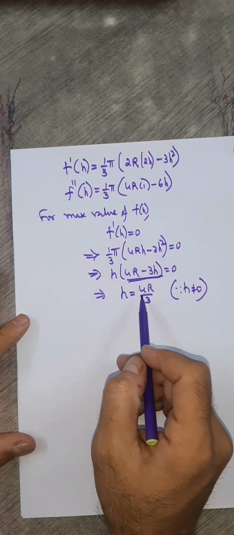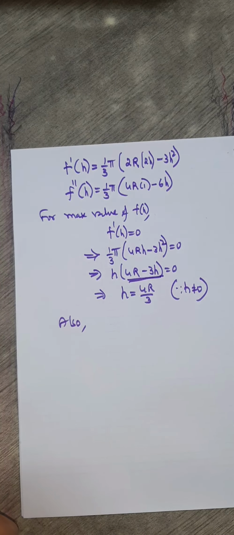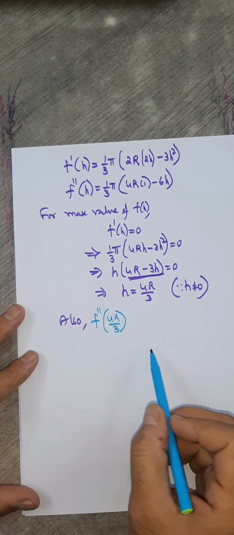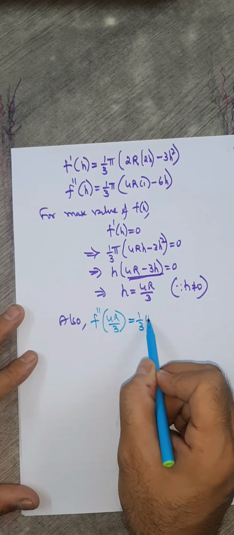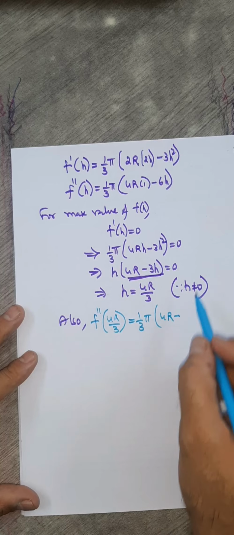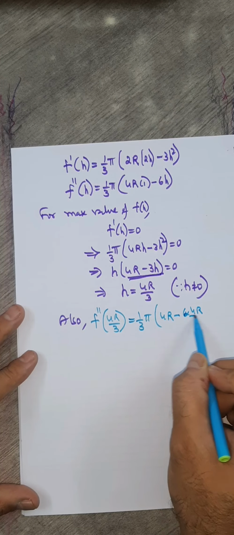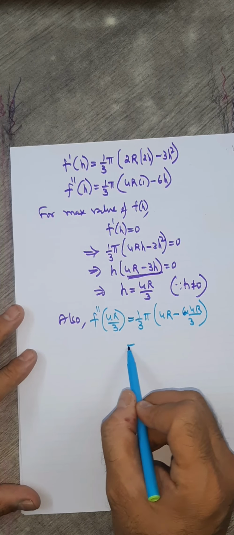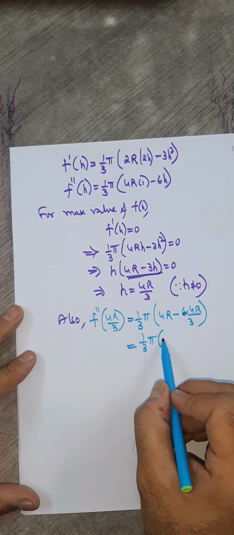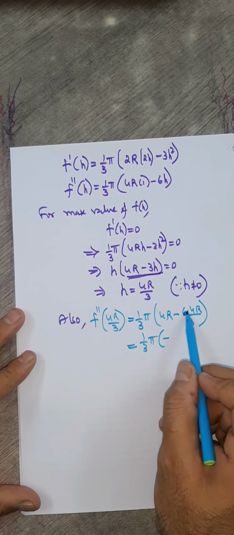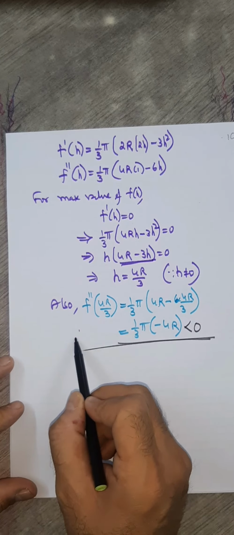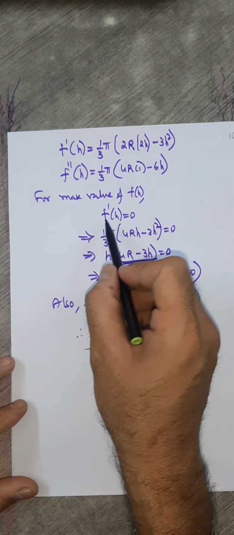And over here also, what is important one you need to show? At this place, the double derivative f double dash at 4R by 3 must be negative, since you want the maximum value. So 1 upon 3 pi as it is, 4R as it is, minus, when I put h equals to this much, 6 is already there, 6 into 4R by 3. So this is 12 over 3, that is 4. So from this we have the negative value. So the double derivative is negative at this place where the first order derivative is 0.